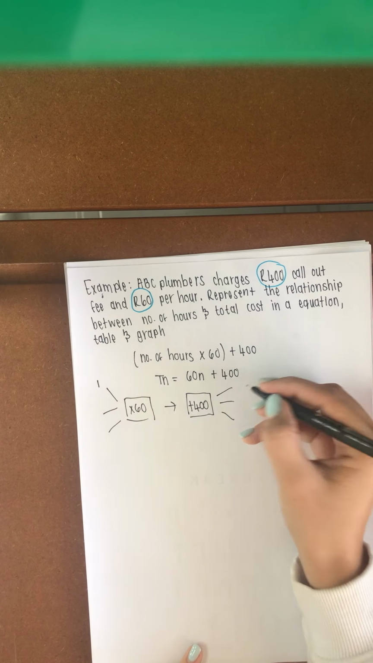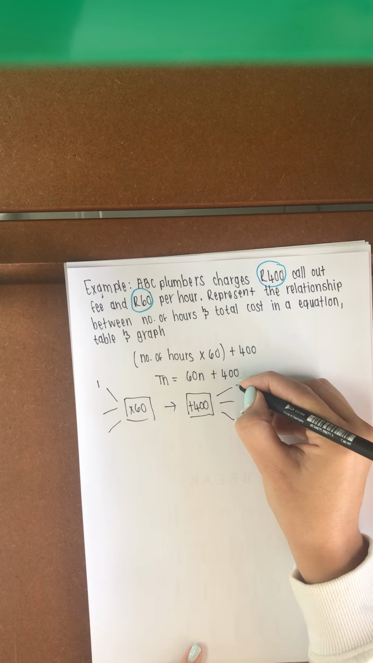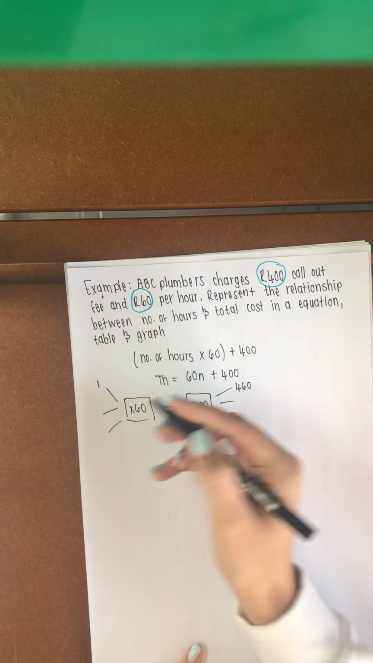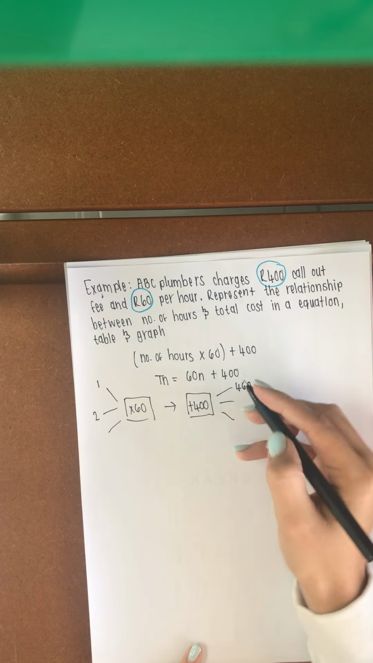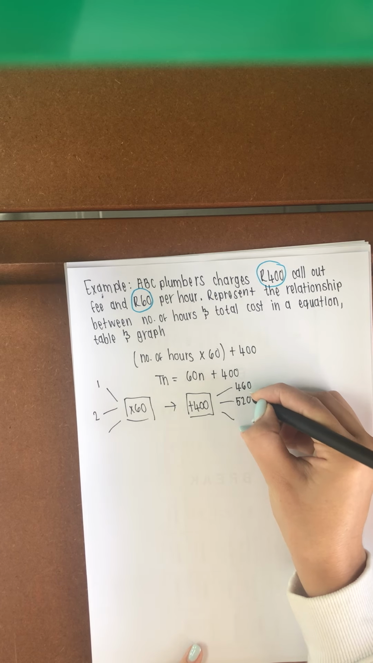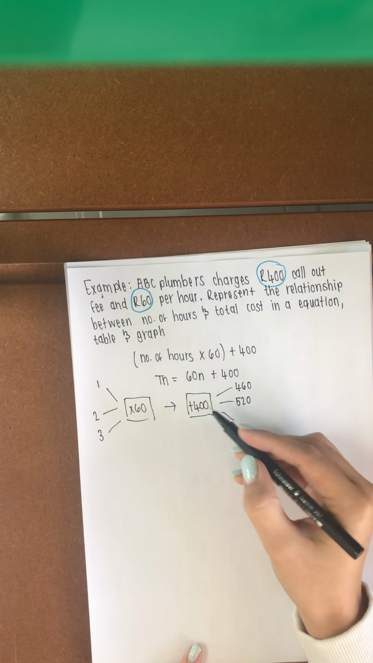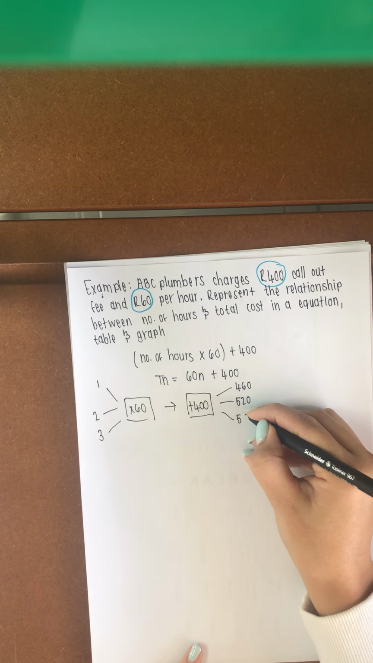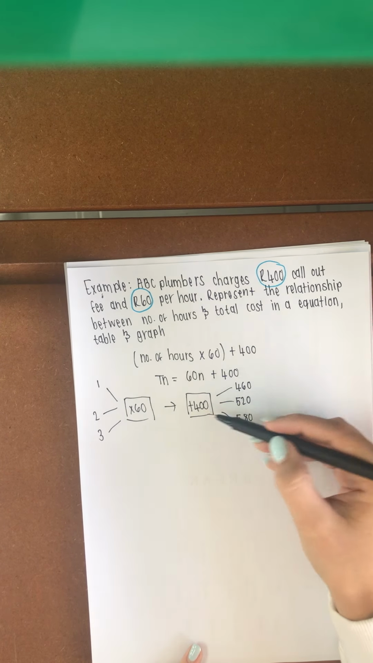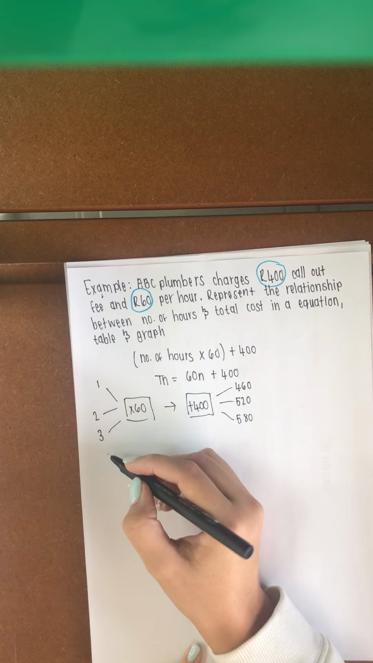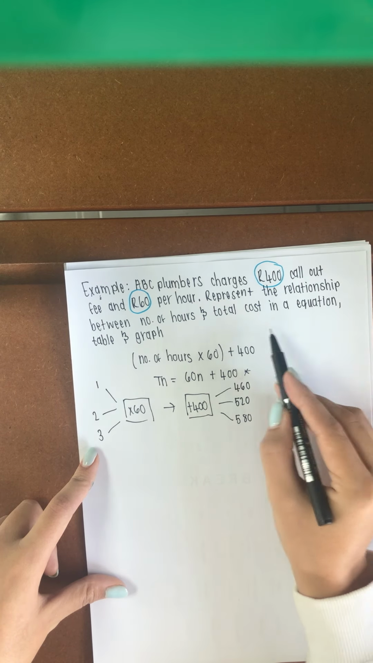So if I put in 1, I get out 1 times 60 is 60 plus 400 is 460. If I put in 2 hours, 2 times 60 is 120 plus 400, which gives me 520. If I do 3 times 60 gives me 180 plus 400, that gives me 580. Let me know in the comments if you don't understand what I just did here. So I've written it as an equation. My first part of the question is done.